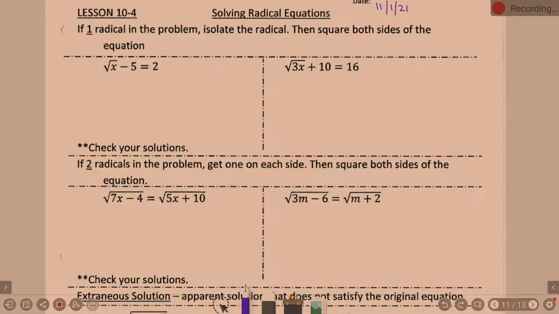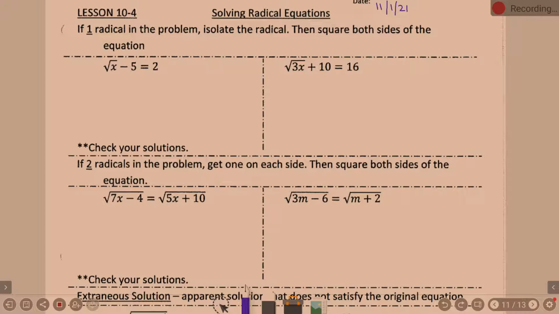So lesson 10.4, we now get to solve with radicals. Okay, we have spent all this time working with them. How do we add them? How do we subtract them? How do we multiply? How do we divide? How do we simplify them? Now we're going to solve radicals.